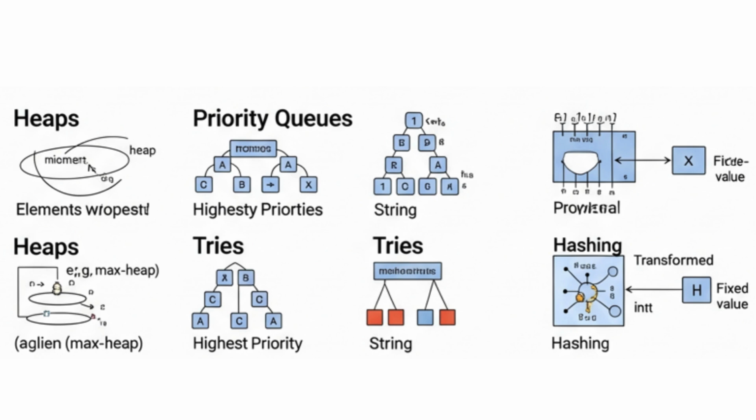Next comes heaps and priority queues. A heap is a specialized tree-based structure that satisfies the heap property, often used to implement a priority queue where elements are processed based on priority. Tries and hashing. A trie is a tree-like structure for efficient prefix-based searching, while hashing uses functions to map keys to values for fast access in hash tables.